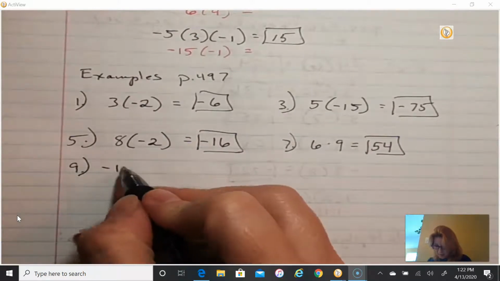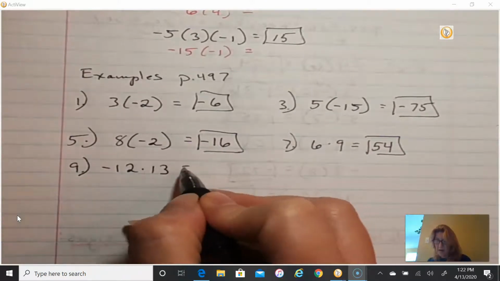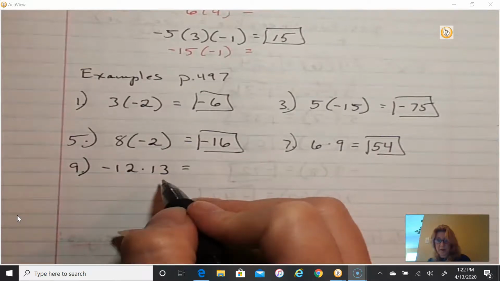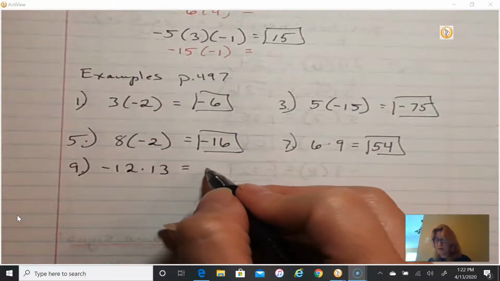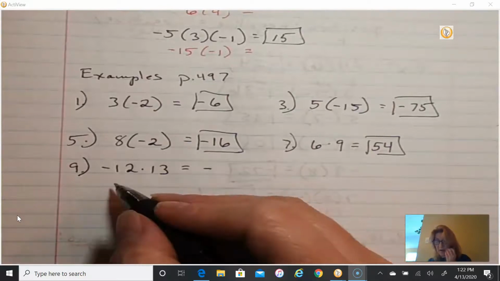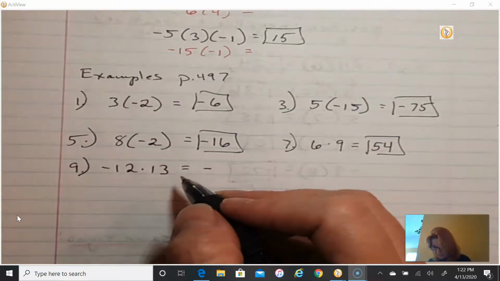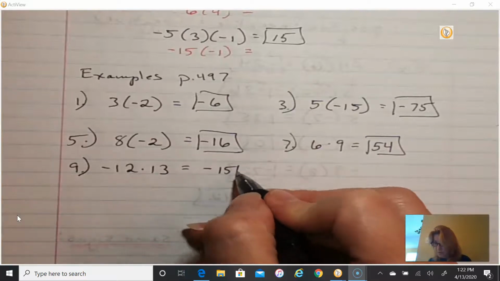All right, negative 12 times 13. That's a negative times a positive, so what should your answer be? Negative or positive? Negative. Negative times a positive is negative, and it's a negative 156.